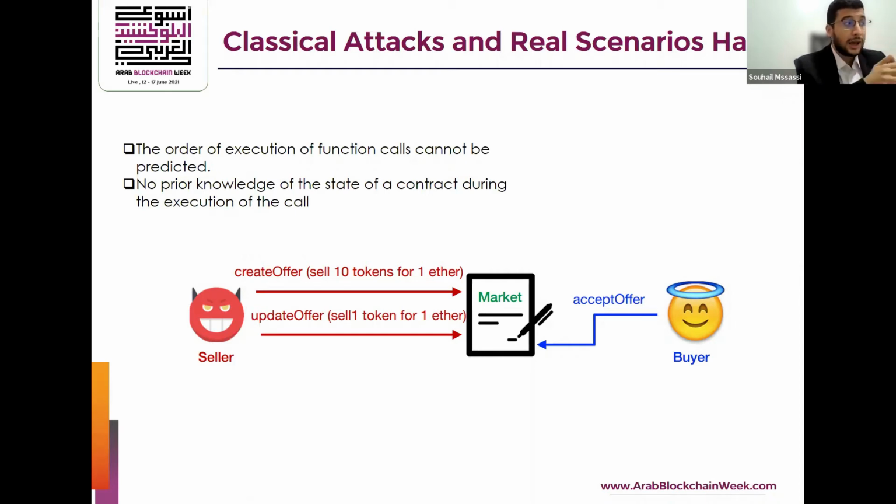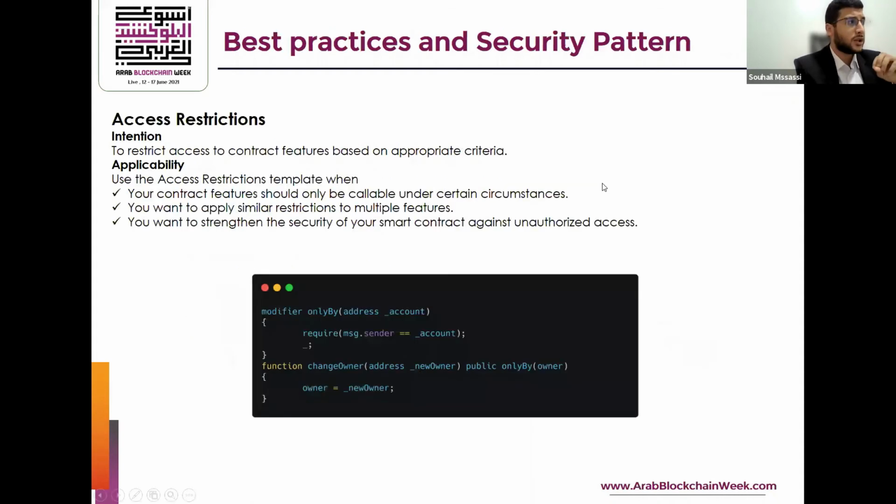So here the buyer will accept the offer of buying 1 token for 1 Ether instead of 10 tokens for 1 Ether. So here we view just some time dependency, or the order of the execution of the function. The developer should not think that the miner will execute it in the correct way, but of course he should do some verification to make sure that this function will be executed in a certain order.